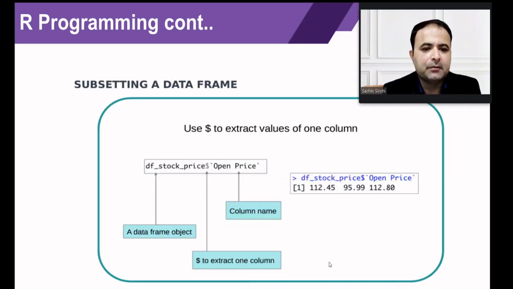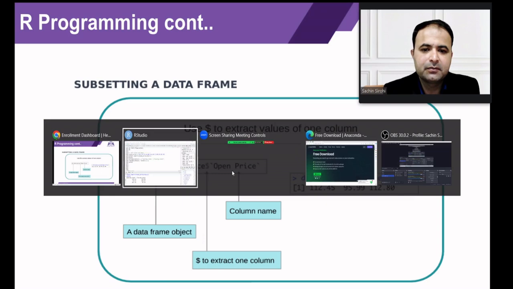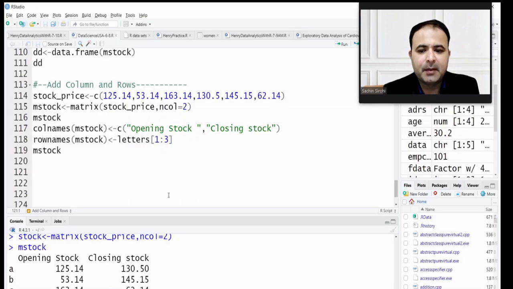Now, subsetting a data frame. How can we fetch particular data from my data set? With the data frame object, we use the dollar sign to extract one column by its column name. How can we do this? Let's take an example. I want to print only this particular column.